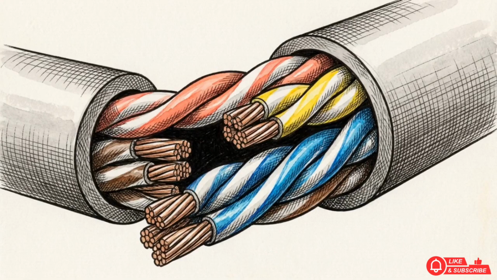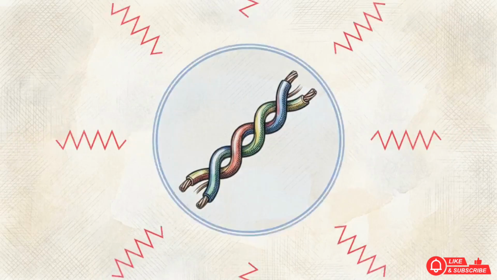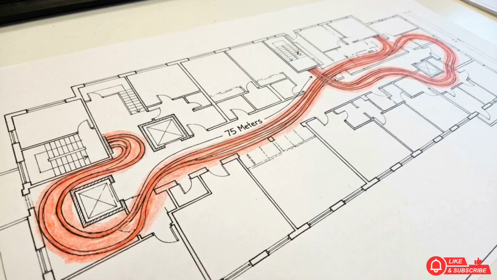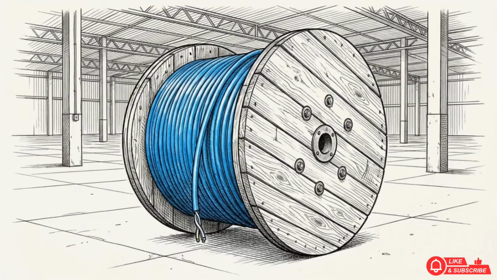Cat5e lacks that central spline. It relies entirely on how tightly the internal copper pairs are twisted together to manage interference at its lower 1 gigabit speed. If your cable runs are longer than 55 meters and you are expecting 10 gigabit throughput, paying a premium for Cat6 is a total waste of your budget.